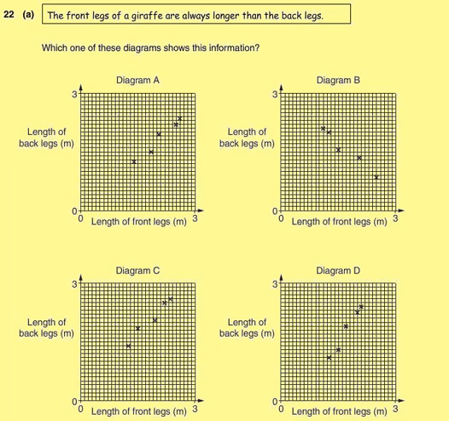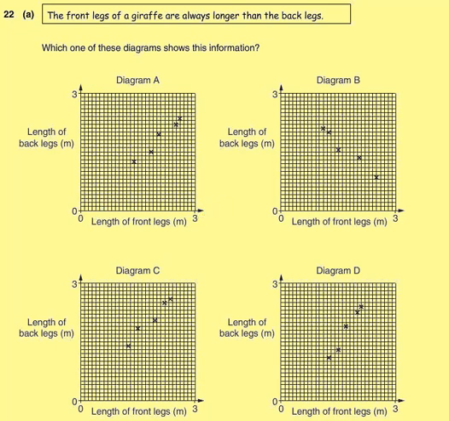Part A. The front legs of a giraffe are always longer than the back legs. Which one of these diagrams shows this information? Now, if we notice that the length of the back legs are shown on the vertical axis, the length of the front legs are shown on the horizontal axis, and in both cases the scales go from 0 to 3 meters.